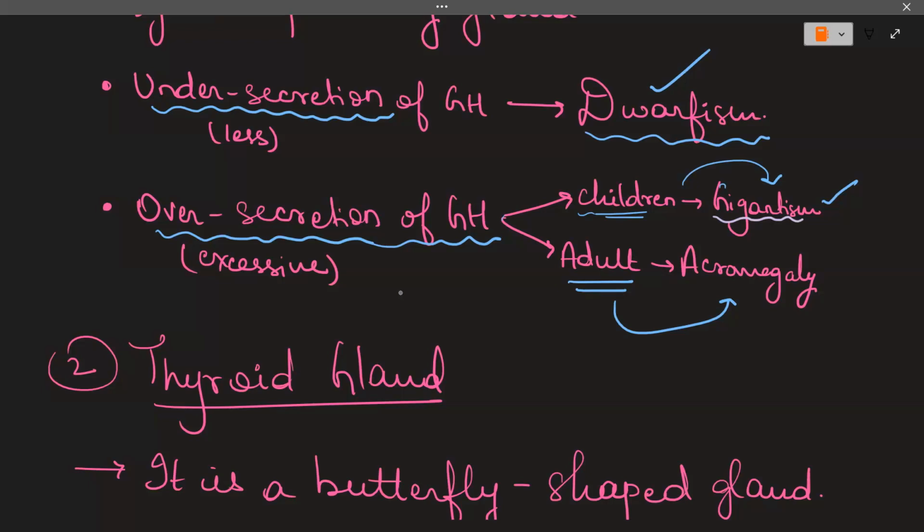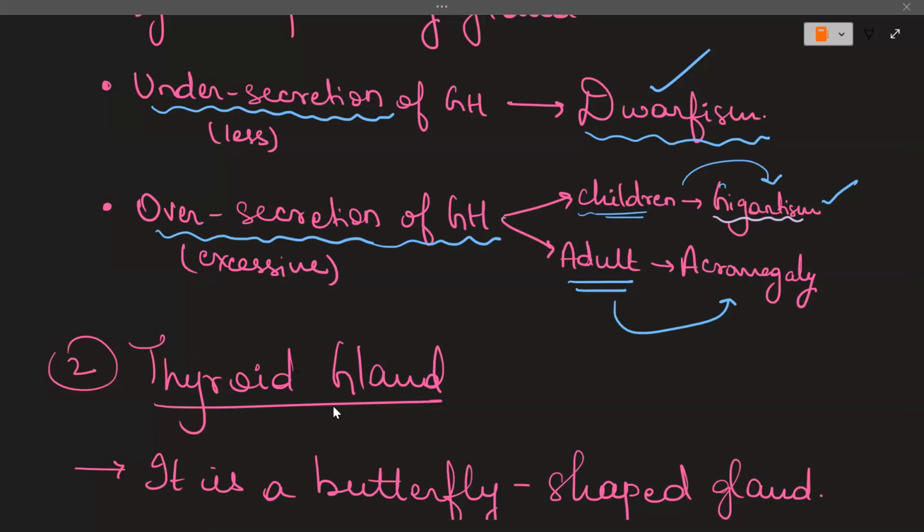Now, acromegaly is not exactly like gigantism, but here either the hands or the feet will grow to twice or thrice their size. So some part of the body will grow huge rather than the whole body being huge. Now this is for the adult. For children, it is gigantism. You must remember the variation here: over-secretion has two conditions, when it is released in children and when it is released in adults. This much is clear?